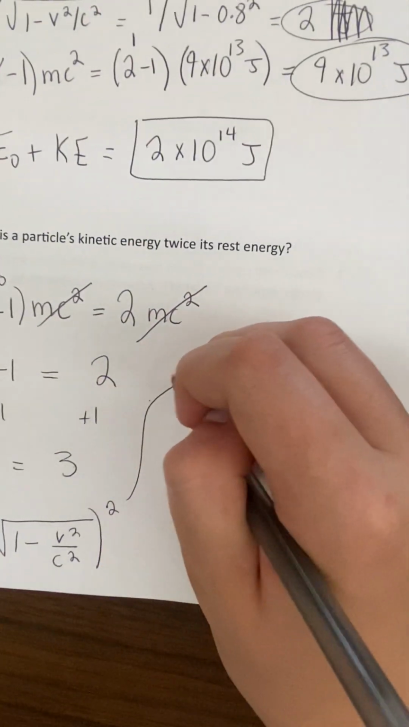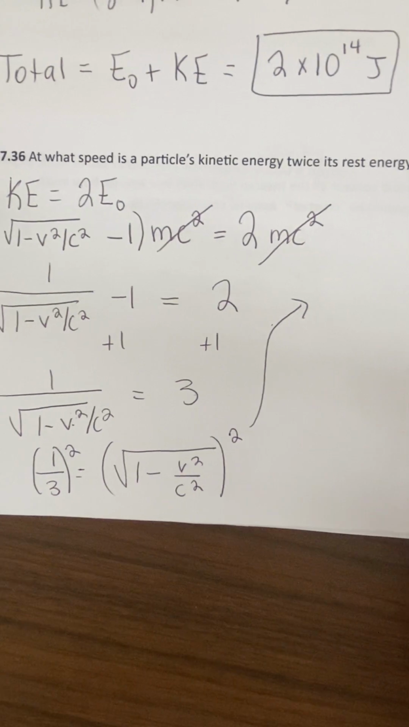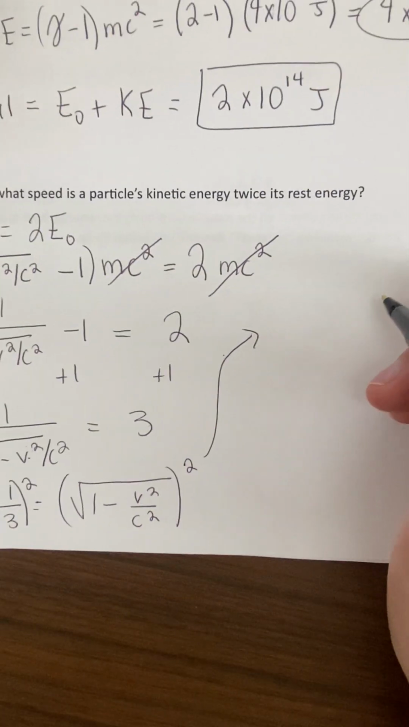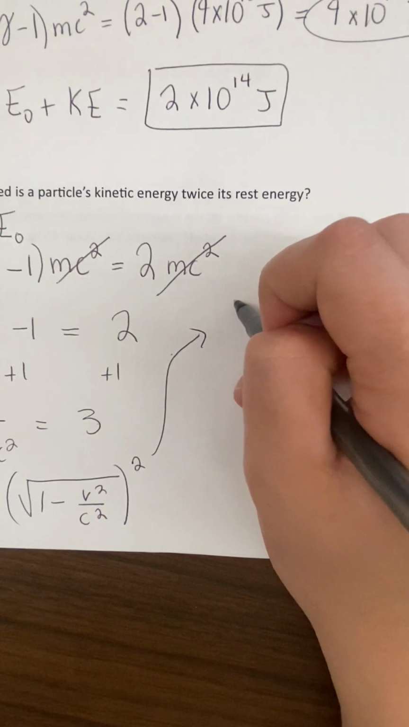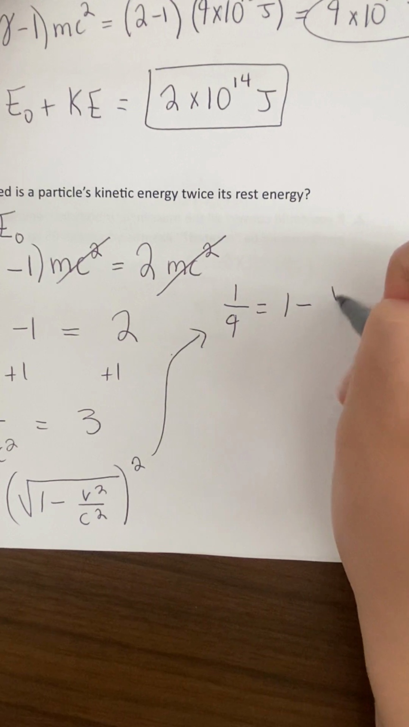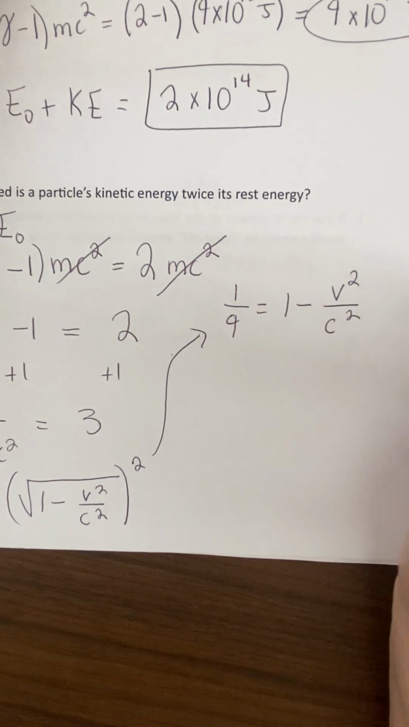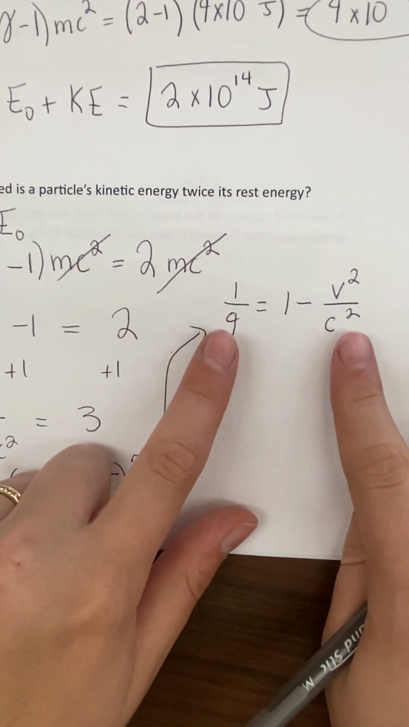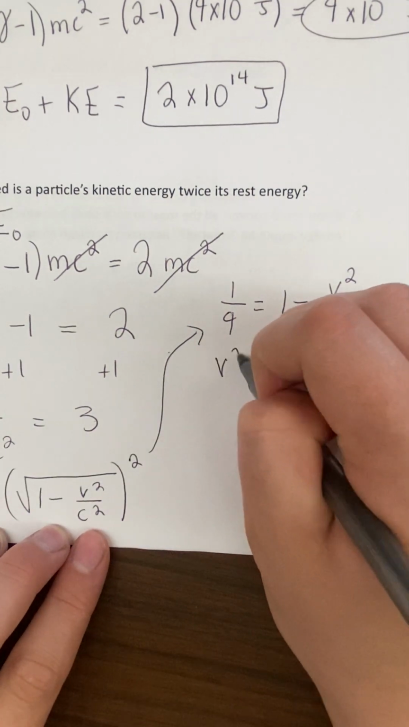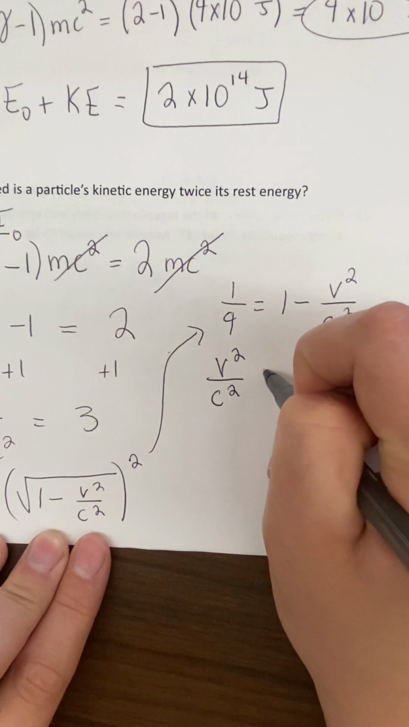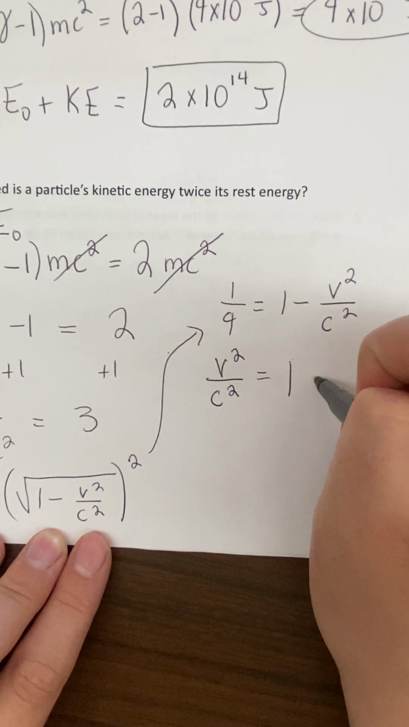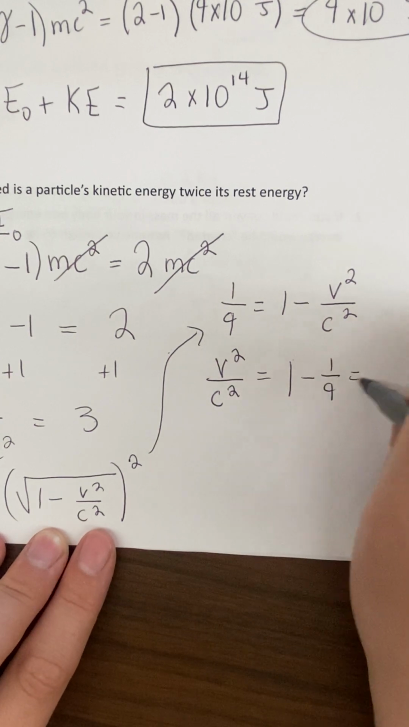Okay, got some room over here. Once we square both sides, 1/3 squared is 1/9. And so we've got 1/9 equals 1 minus v squared over c squared. We can do our swappy with these guys. They can change places. So then we get v squared over c squared equals 1 minus 1/9, which is 8/9.